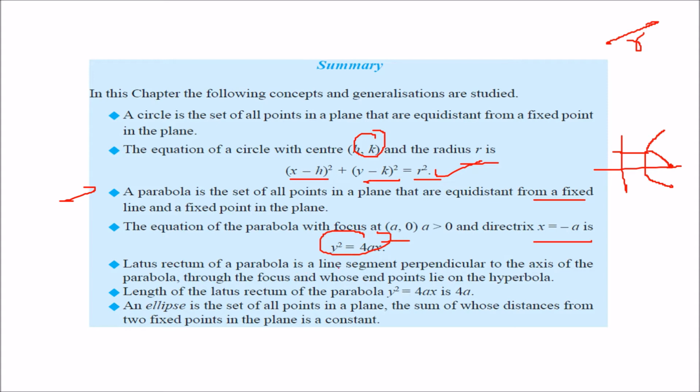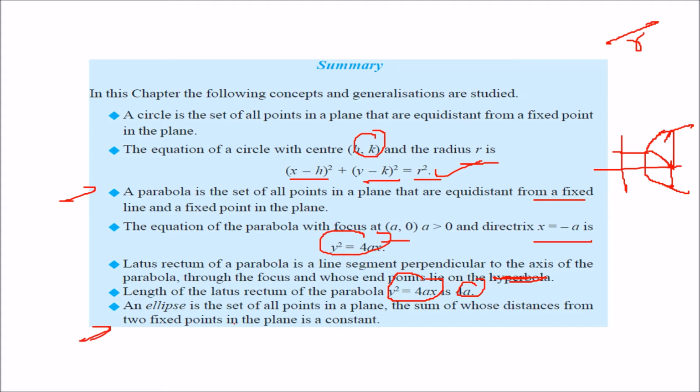The latus rectum of a parabola is what? It is a line segment which is passing through the focus and whose endpoints are on the parabola. This is a parabola. Length of the latus rectum: if the parabola is y square is equal to 4ax, the length of the latus rectum would be 4a.